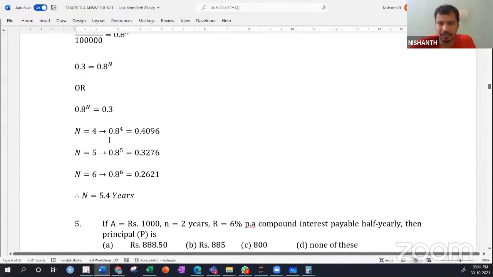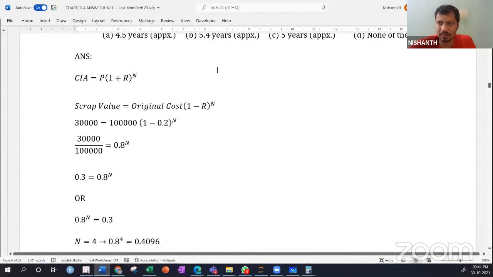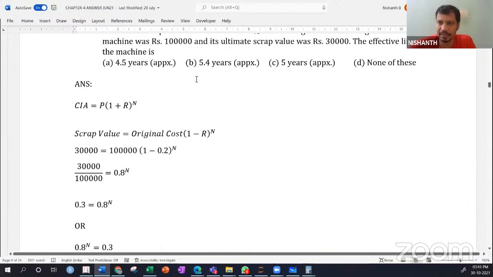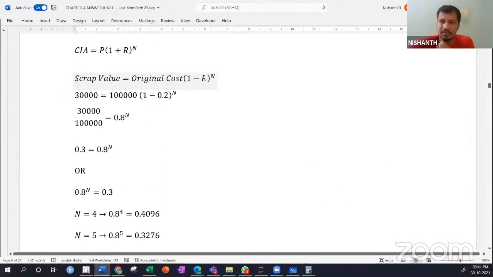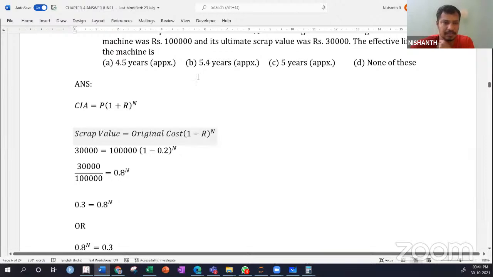Now 0.8 to the power, I'll start from the lowest number here. So 4.5 is there, so I'll start from 4. 0.8 to the power 4 is 0.4096. 0.8 to the power 5 is 0.3276. 0.8 to the power 6 is 0.2661. So I know that 0.3 is lying between 5 and 6 here. So I select 5.4 as the answer.